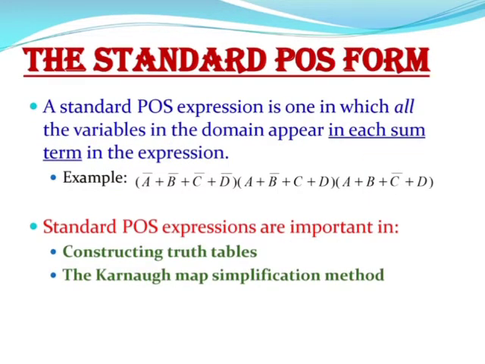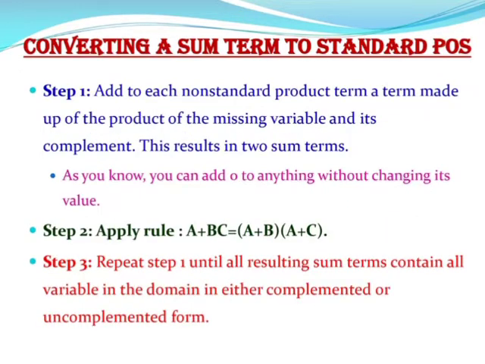The standard POS form. A standard POS expression is one in which all the variables in the domain appear in each term in the expression. For example, A bar plus B bar plus C bar plus D bar into A plus B bar plus C plus D into A plus B plus C bar plus D. Standard POS expressions are important in constructing truth tables and also the Karnaugh map simplification method. Here in this example, 4 variables are present, that is A, B, C and D. In all the terms, all the variables are present. So this is a standard POS form.